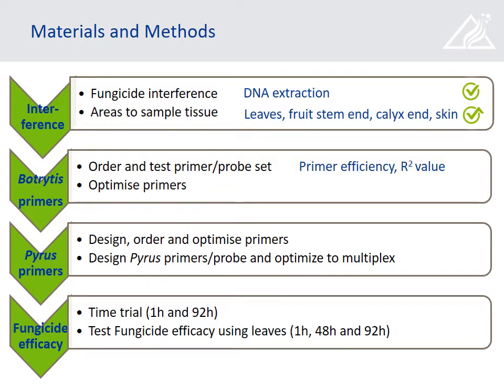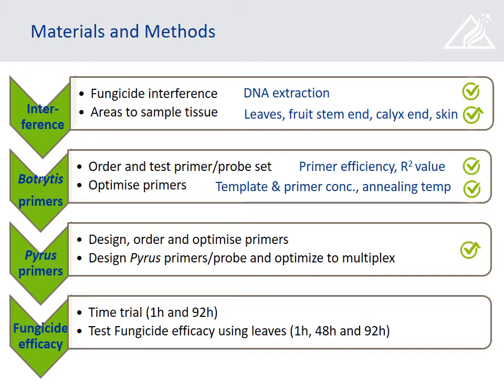So the primer probe set, which is next, we got from an article. Those primers and probes were ordered, but we had to check the primer efficacy and R-square value, which didn't show any problems. And we also had to confirm with the template and the primer concentration what annealing temperature would be ideal. So all of this has been done. I will show a bit of the data as we go on.